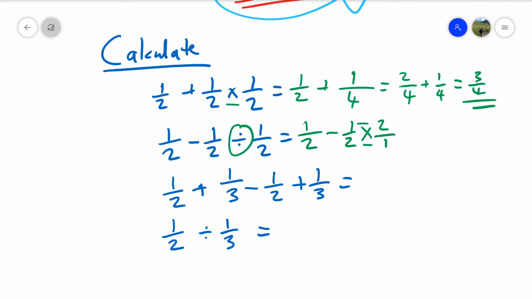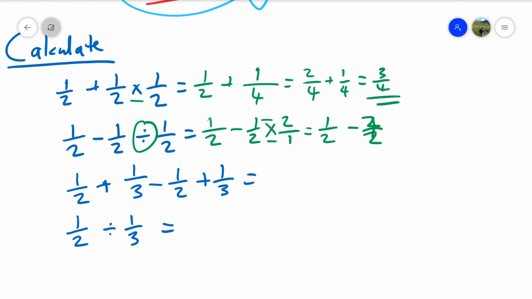Now you've got 1 times 2 divided by 2 times 1, which is essentially a half minus 1. Because, well, let's just spell it out: 2 over 2, which is 1, a half, minus 1, which is minus a half. I just did that last bit in my head. Okay, now let's look at the next one.